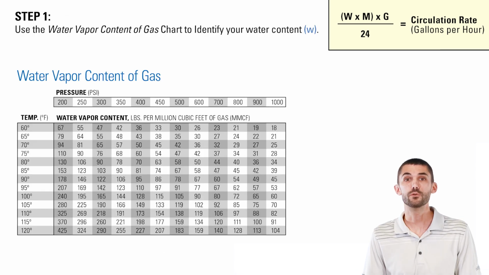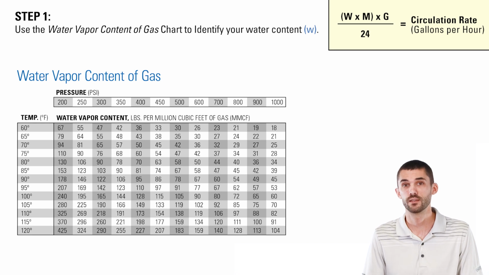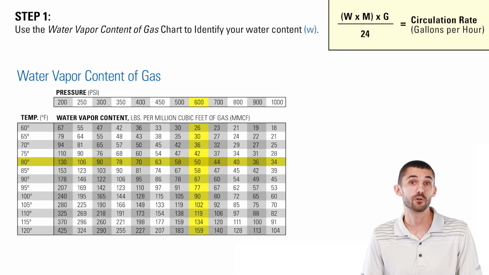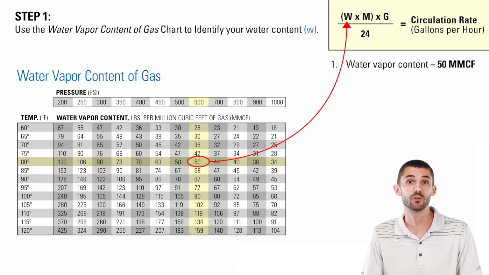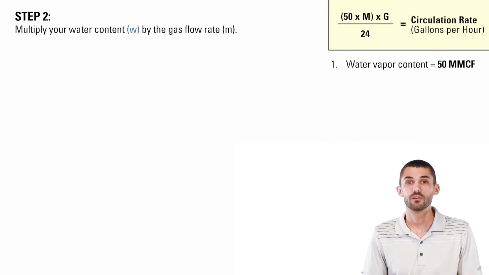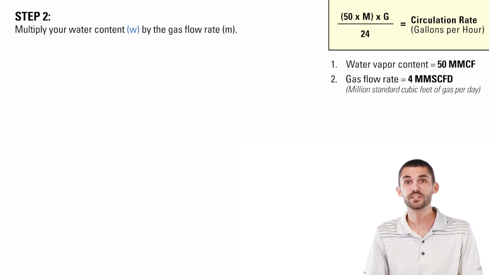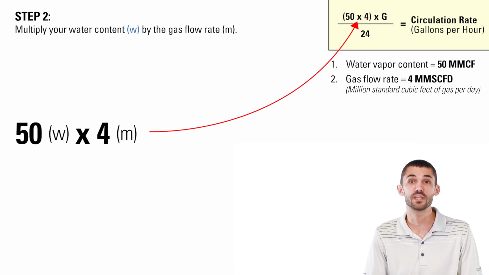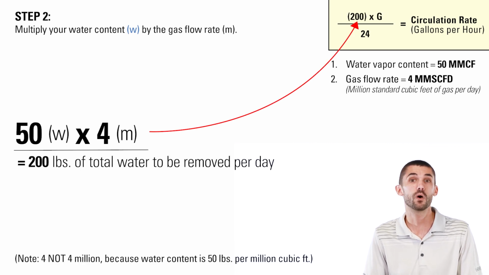Step 1. Use your water vapor content of gas chart to identify your water content. Let's use an example of 80-degree gas at 600 psi. That tells us that the water content is 50 pounds per million cubic feet of gas. Step 2. Multiply your water content by the gas flow rate. In this example, our flow rate is 4 million, so we'll need to multiply 50 by 4. This gives us 200 pounds of total water to be removed per day.